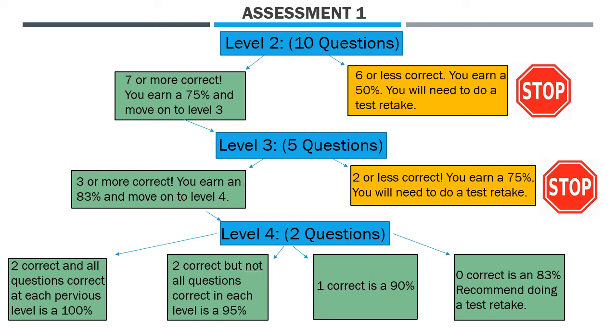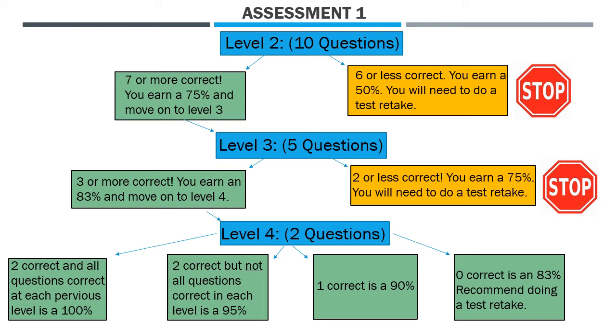If you go ahead and get 2 correct in level 4, and you got all the other questions correct in the test, then in Skyward you would see a 100%. So these are not 3 separate grades in the gradebook. It's 1 grade that you earn.